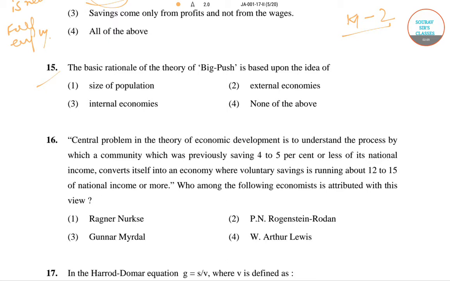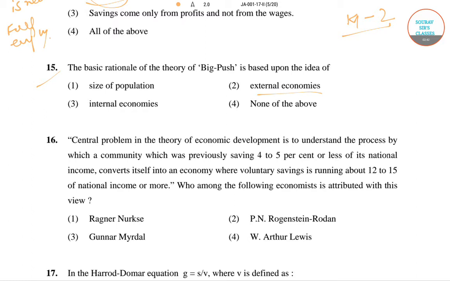In question number 15 it is given, the basic rationale of the theory of big push is based upon the idea of, and four options are given: size of population, external economies, internal economies, and none of the above. We know the right answer is external economies. So for question number 15 the right answer would be external economies. Now for a moment let's see what the big push theory is.